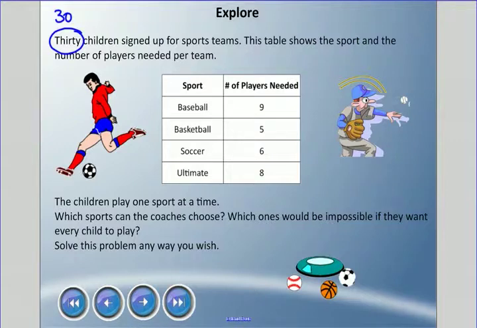So let's say baseball will be in March or whatever. So all 30 are trying to be on the baseball team. Well, which sports can the coaches choose given the number of 30 students? Which ones would be impossible if they wanted every child to play? Solve this problem any way you wish. Pause it or we'll move on here.